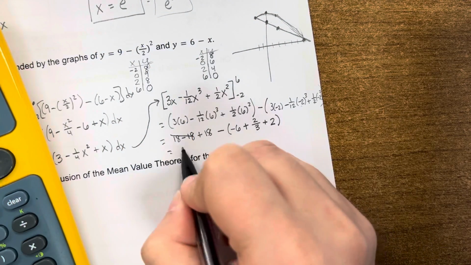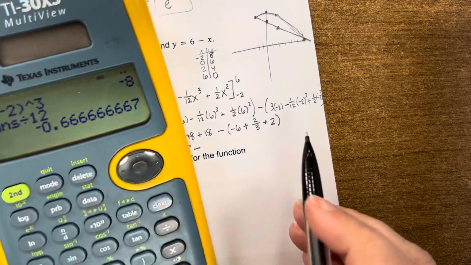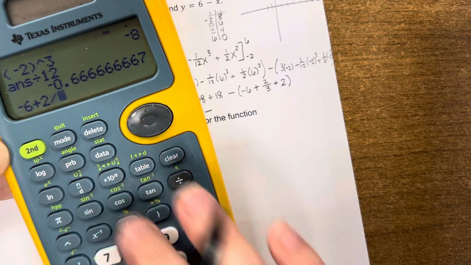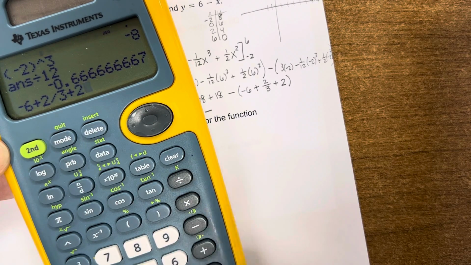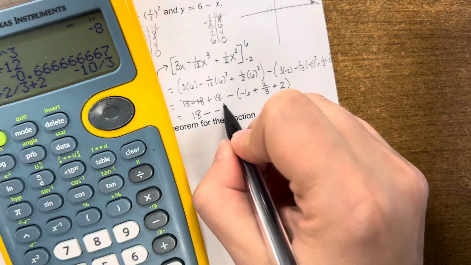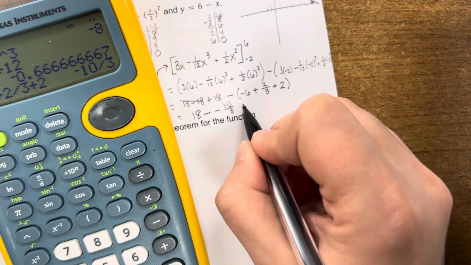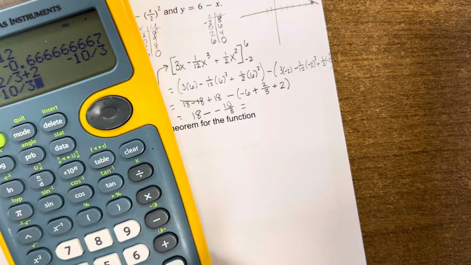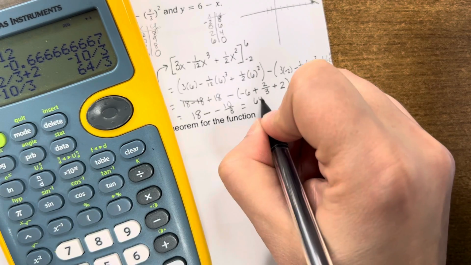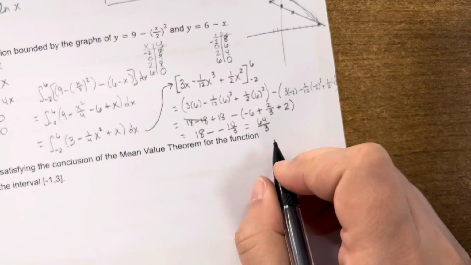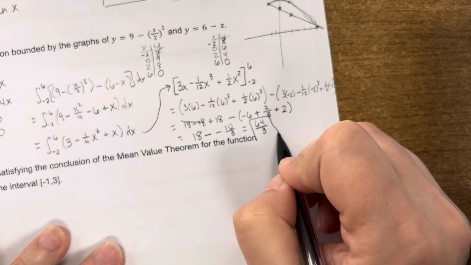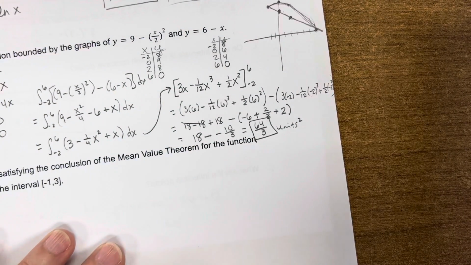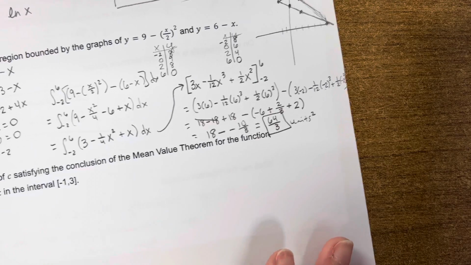So I really have 18 minus, let's just type this in, a negative 6 plus a 2/3 plus a 2. Gives me negative 10/3. So that's really 18 plus 10/3, which is 64/3. So that's how I would write this one, 64/3. Technically, this is square units also, so you might want to put that on there.